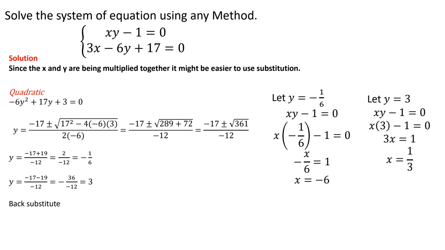x times 3 minus 1 equals 0. Add 1 on both sides, divide by 3 on both sides. So I have x is equal to 1/3. So my solution set for this one is 2 points again. The first point is when x was negative 6, y was negative 1 over 6. And when x is 1/3, y is equal to 3.